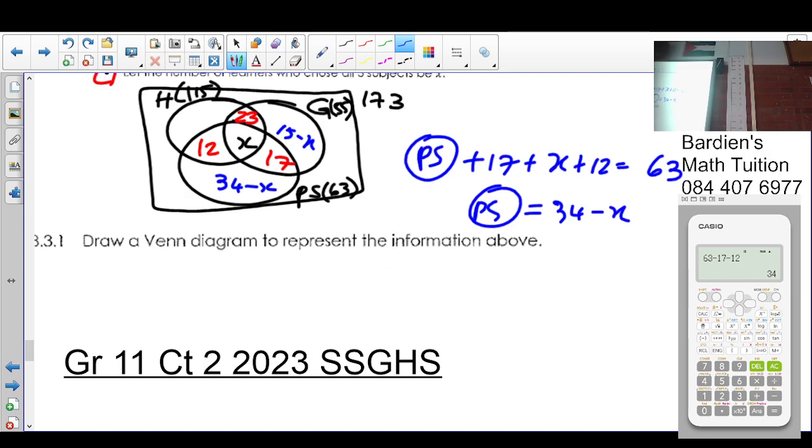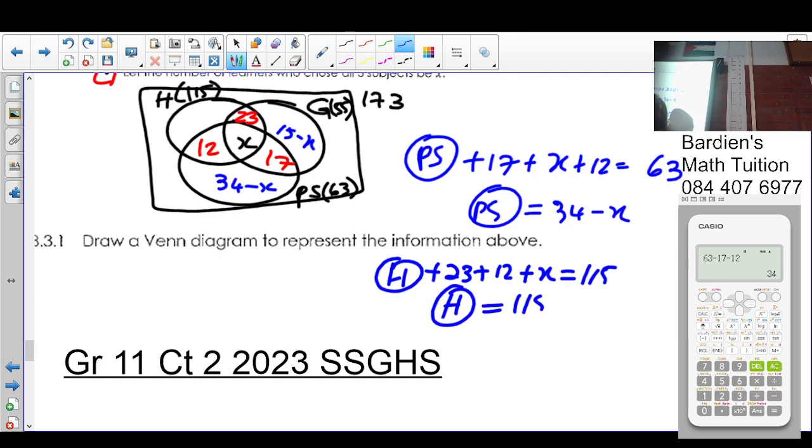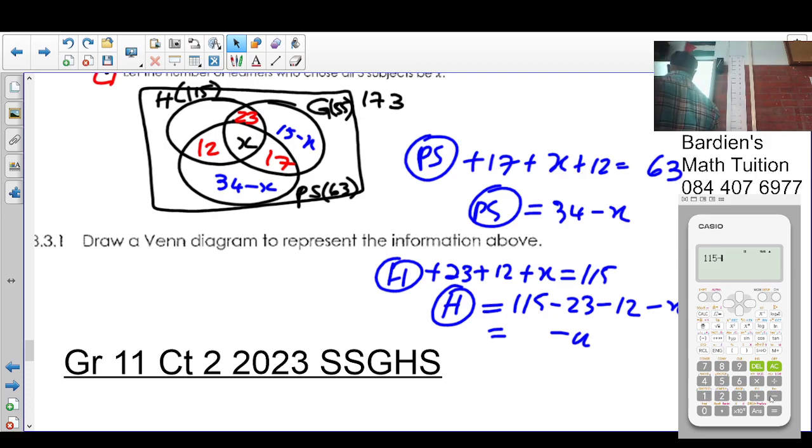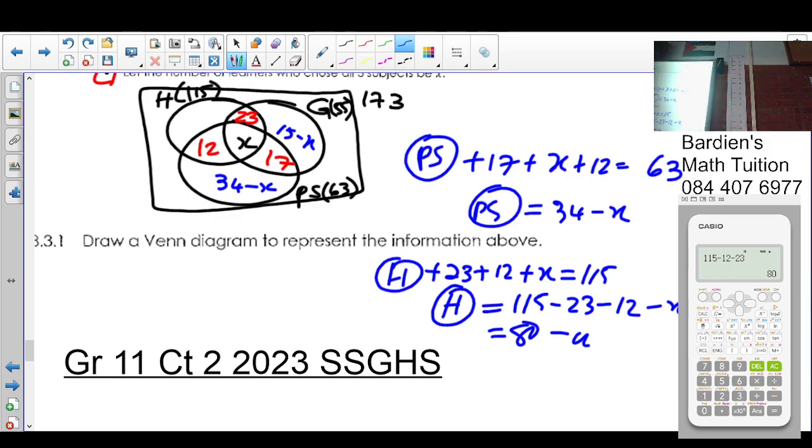And the missing history part there, plus 23 plus 12 plus x is equal to 115. The missing history part is going to be 115 minus 23 minus 12 minus x. So that's going to give you 115 minus 12 minus 23, which gives us 80. So that is going to be 80 minus x. Okay.